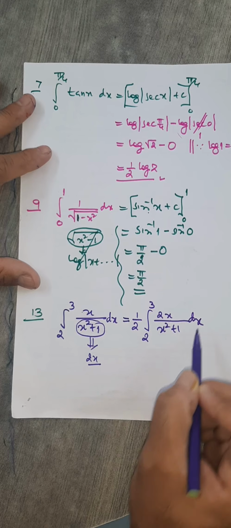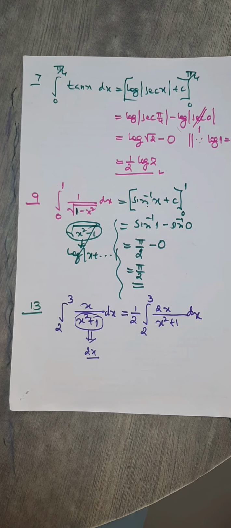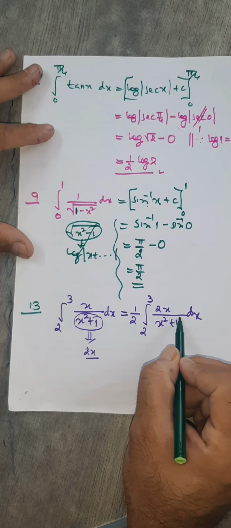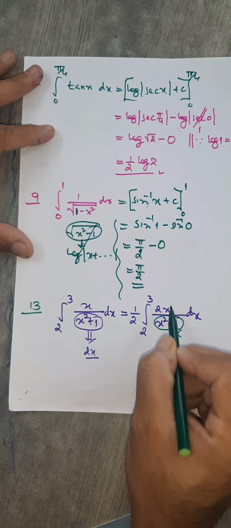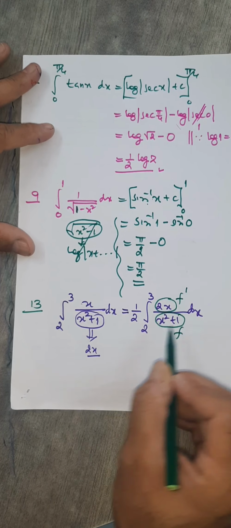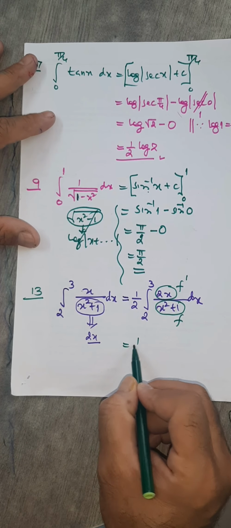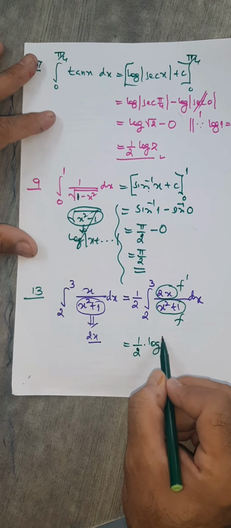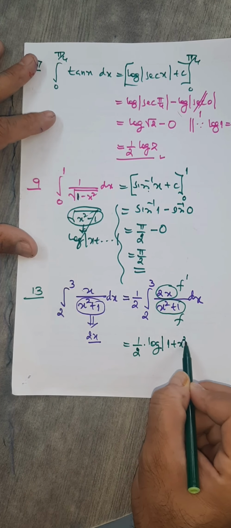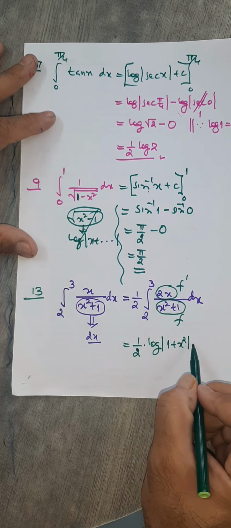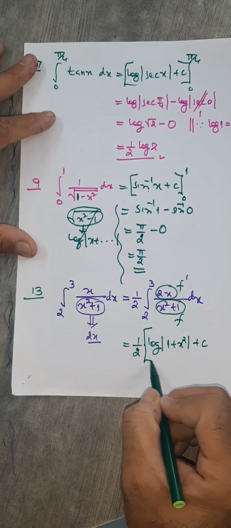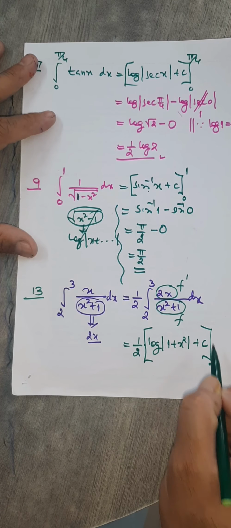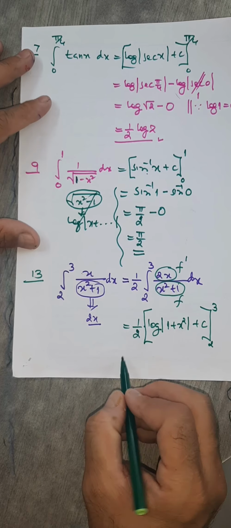Now which standard form is this? f dash upon f. This is f and this is f dash. So what is the integral here? 1 upon 2 as it is. What is the integral of this one? Log of mod of the denominator function. This one, log of mod of f(x) plus c. And the limits are from where to where? 2 to 3. So first the upper limit.